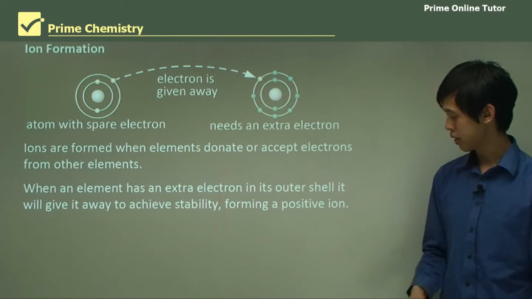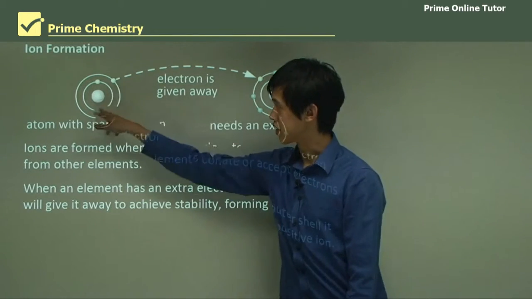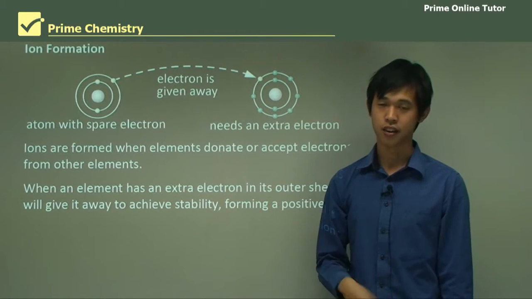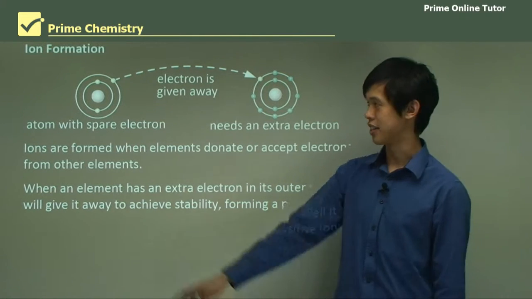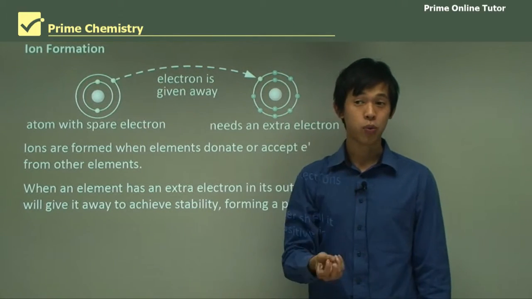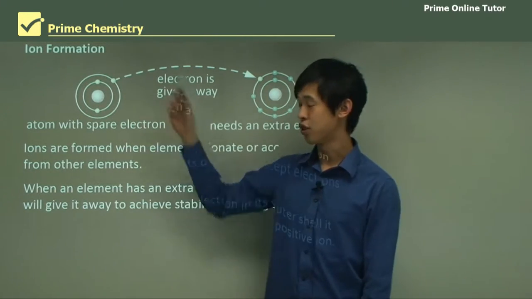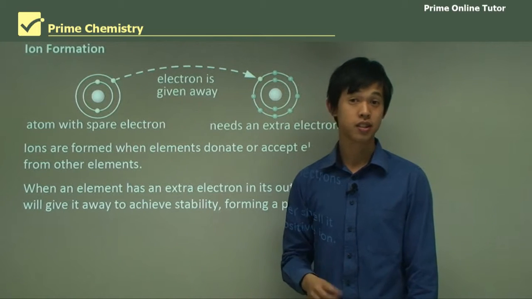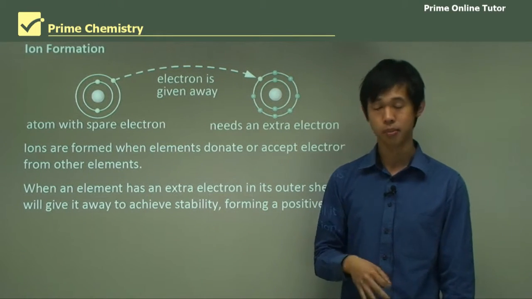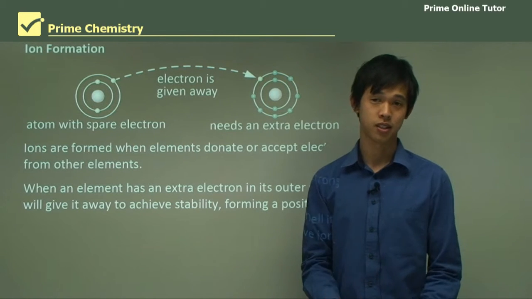Okay, so let's just look at this one here. It's got 3 electrons, and so that means it must have 3 protons. And if you're looking at your periodic table, you should know that this is lithium. So if it gives away one negative charge, it now has 2 electrons, but still 3 protons. So it means that it's got 1 extra proton compared to an electron, which means it must be positively charged.